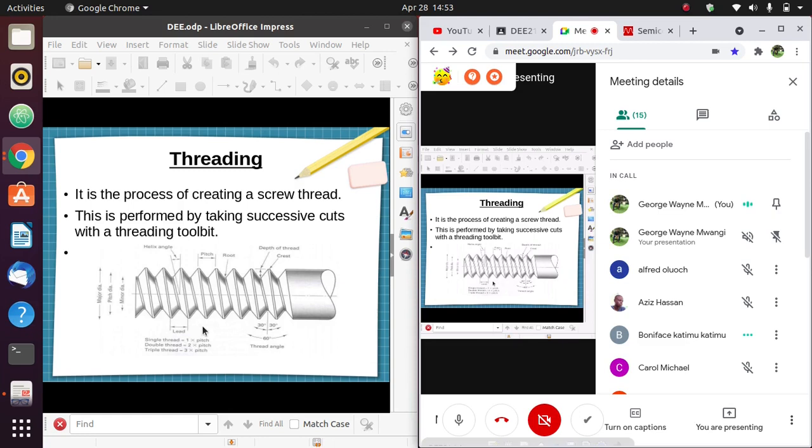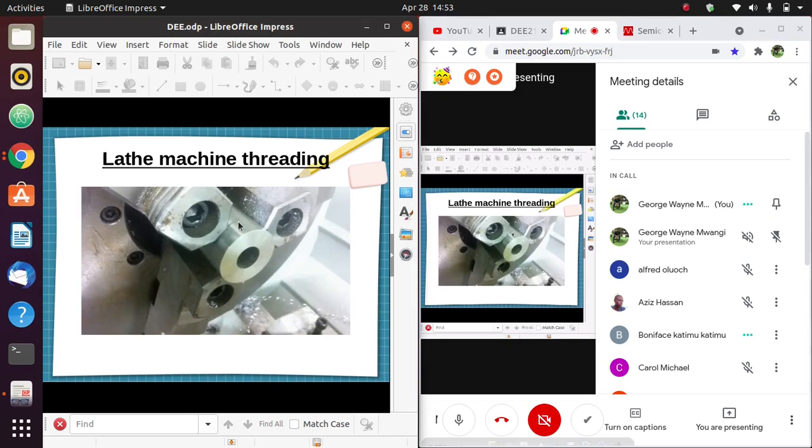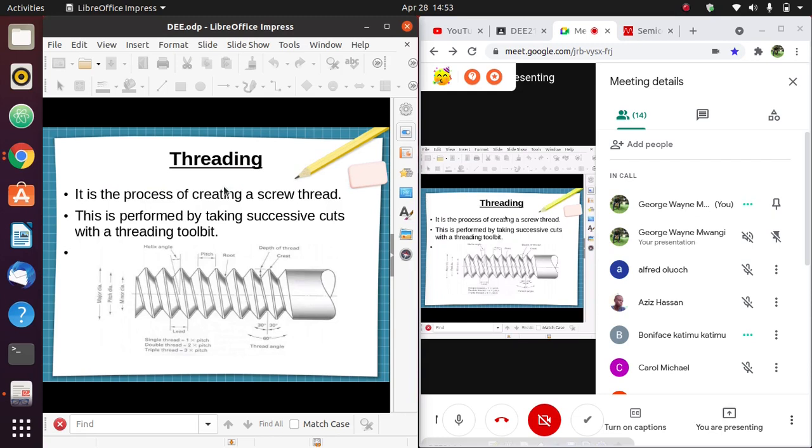If you are in that class, you can remember. So I won't go back into those terms. What you can do for those who have joined us today is you can take this diagram and go research. Go Google and find out what these terms mean when it comes to threads. Now, I will play a video so that we can see how threading is usually done by a lathe machine in the workshop. By now, we already know what a lathe machine is. So we will see a video to see how it is done using a lathe machine.